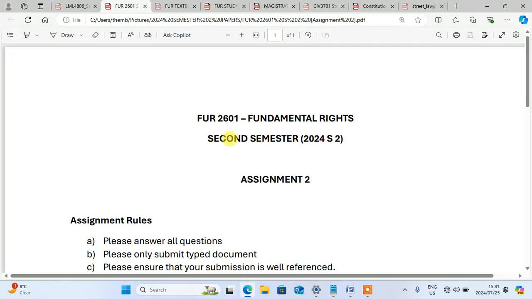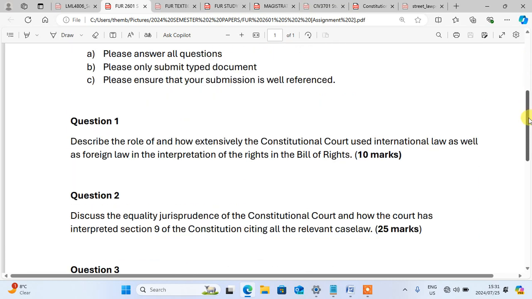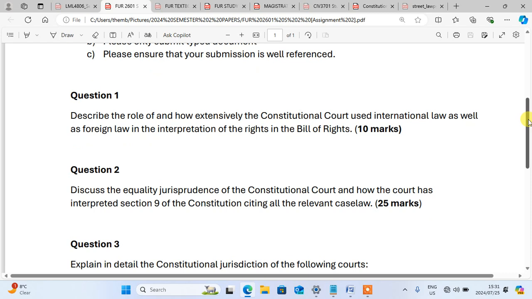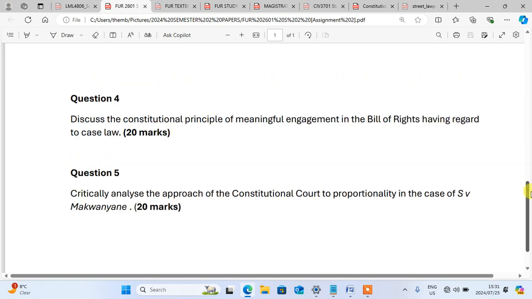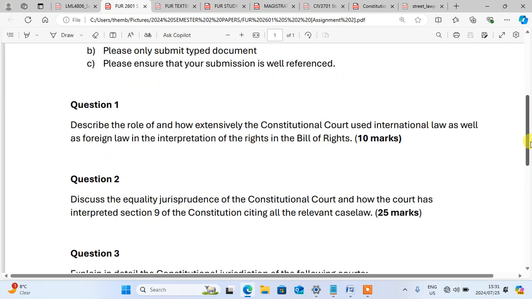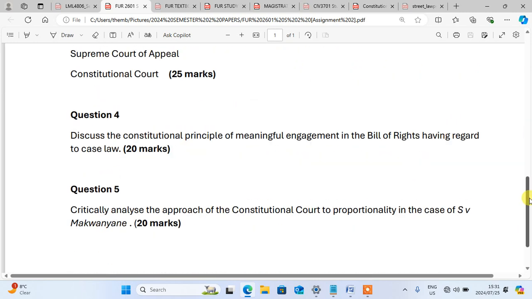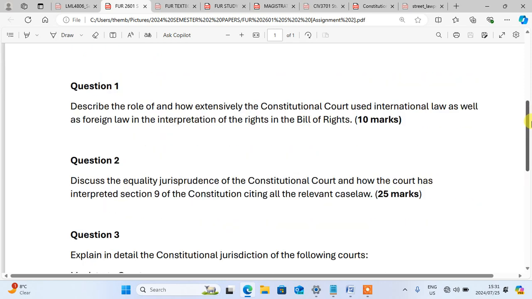Guys, here we are with the FUR2601 fundamental rights. We are here and it's assignment 2 for semester 2. We can see question number 1, question 2, question 3, question 4, question 5. Which questions must we start with, guys? Okay, let us start with question 3.